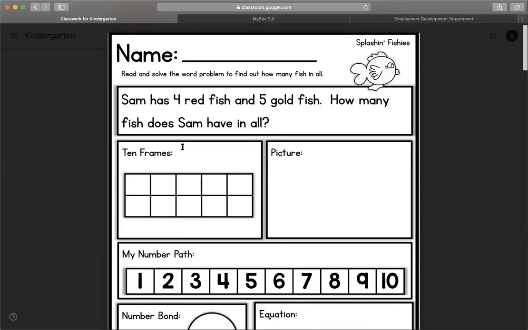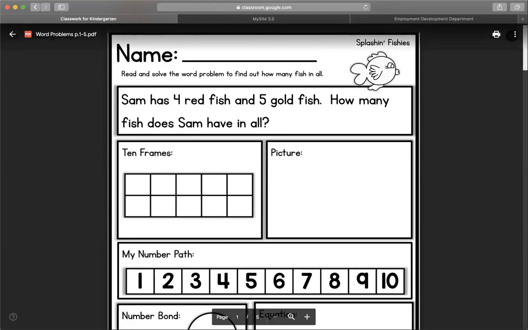And it's going to be the first page. So if you didn't print it out, don't worry about it. It's okay. You can use a separate sheet of paper. And what we are going to do is we're going to read and solve the word problem.